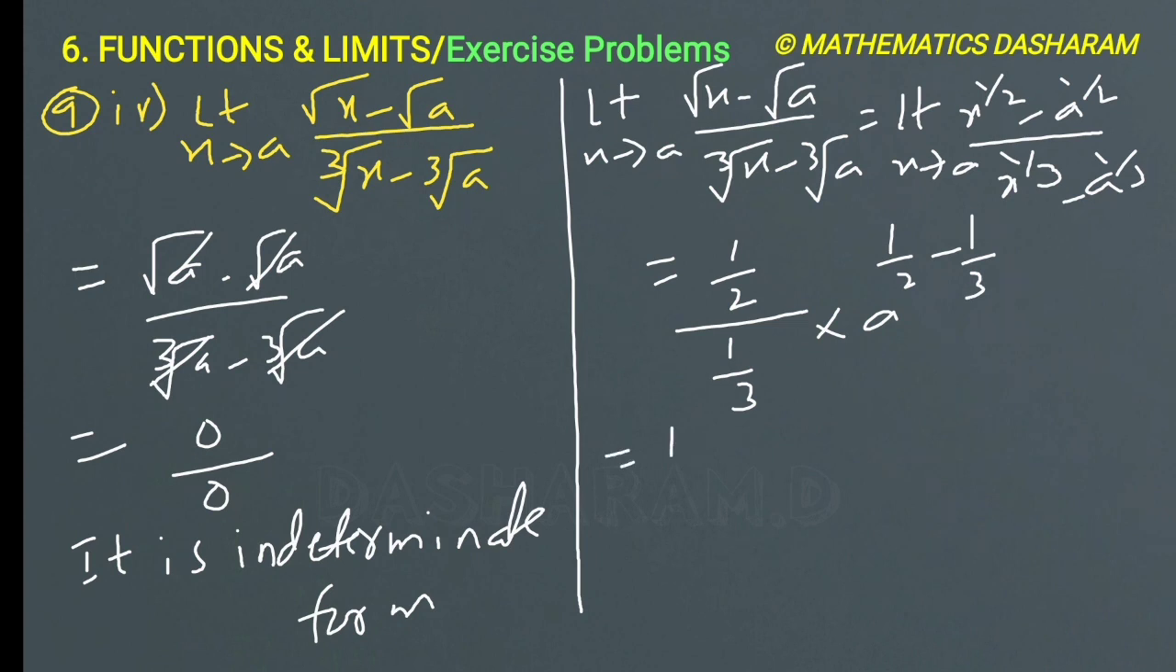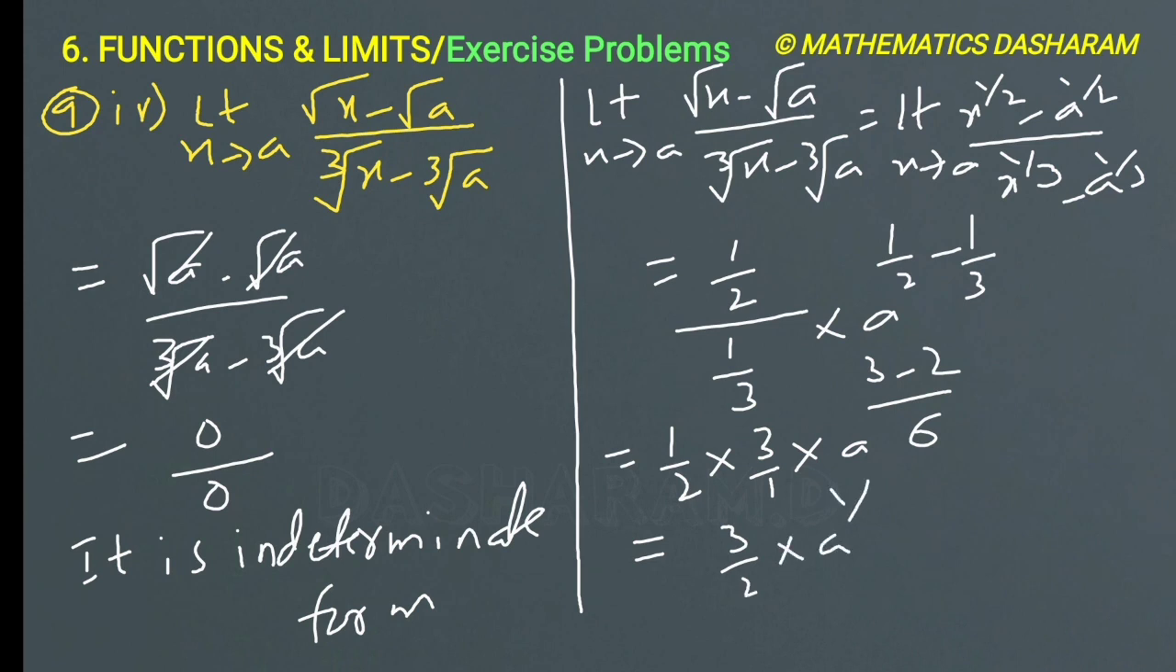So it is equal to 1 by 2 into 3 by 1 into a to the power of 2, 3, LCM is 6. So 3 minus 2, 3 by 2 into a to the power of 3 minus 2, 1 by 6. So this is our required answer.